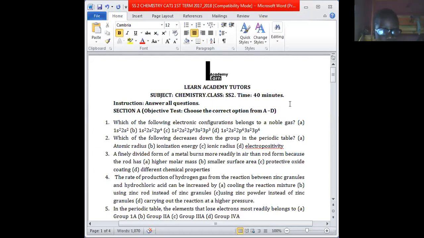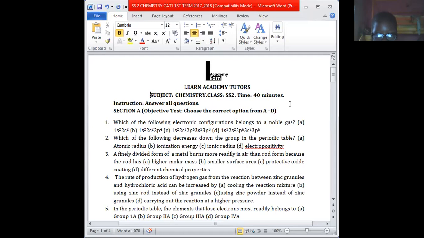Number 1D is correct. What's number 2? Which of the following decreases down the group in the periodic table? B. Decreases down the group. Really? Are you sure? What did you say? B. B, correct. Ionization energy. Number 3.